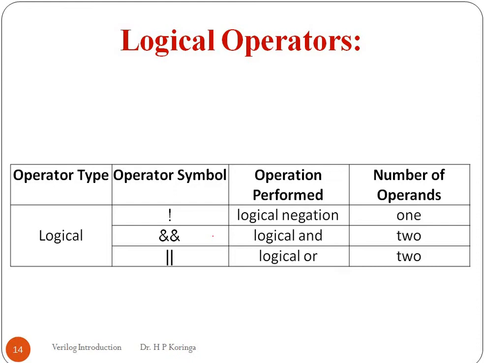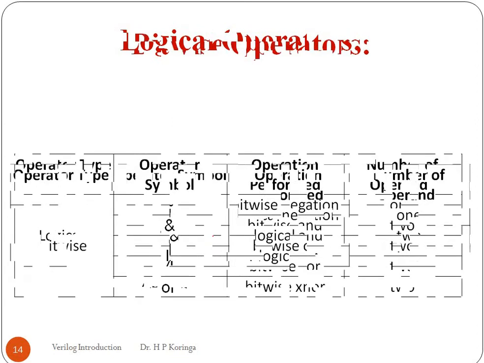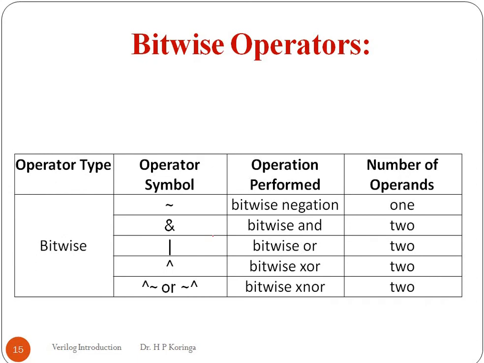Then there are logical operators to check logical negation, meaning inverting, and to check the logical and the logical or. Then there is the bitwise operator to perform the operation of anding two bits or two bytes, right? So we have the bitwise operators: bitwise negation, bitwise and, bitwise or, bitwise XOR and bitwise XNOR.